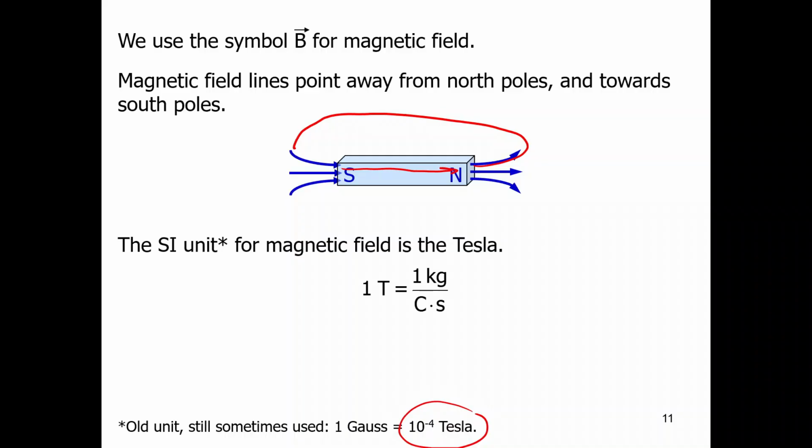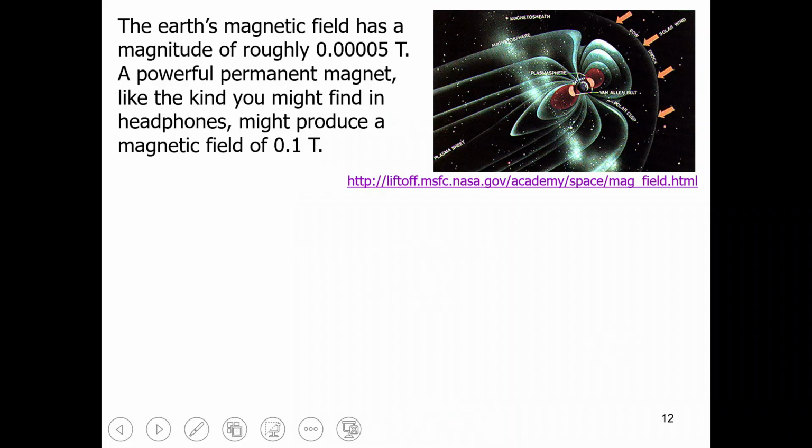And the reason we would use Gausses is because a Tesla is actually a really huge amount of magnetic field. So in order to do less scientific notation, they used to use Gausses. Earth's magnetic field has a magnitude of 0.00005 Teslas. So in terms of the amount of Teslas, it's really, really small. There is a better representation here of Earth's magnetic field.